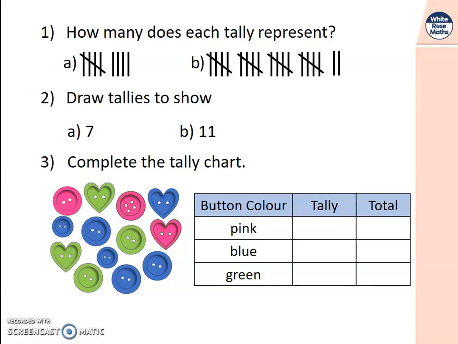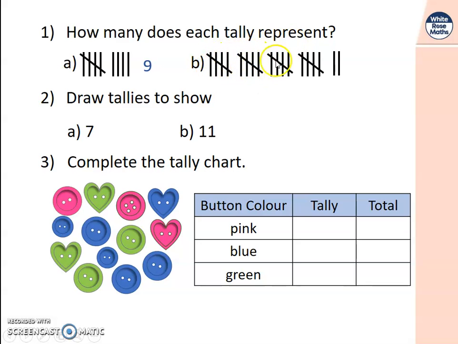Right, so let's have a look together. How many does each tally represent? So let's try and count them. Who can remember what this amount shows us without counting? Well done. This amount of tallies represents 5 because it has that line that goes through it. So that's 5, 6, 7, 8, 9. Well done. Let's look at the next one.